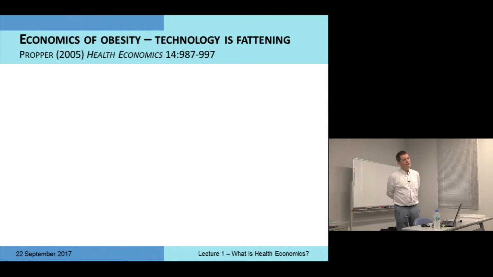Well, I bring you good news. It's not poor willpower that's making us fat. It's technology. We are not bad people. Again, the we is not, it's all these other people who have an even higher BMI than I do. It's technology, and let me explain this to you.